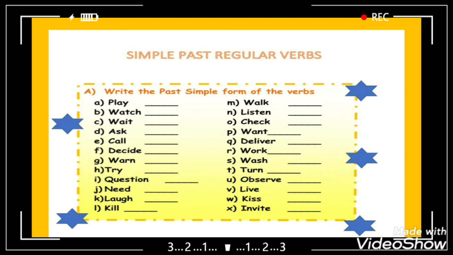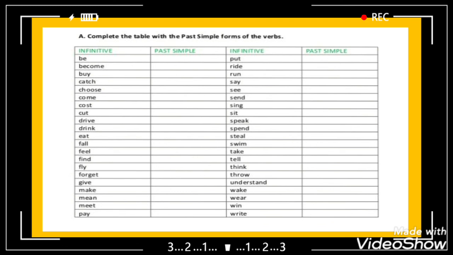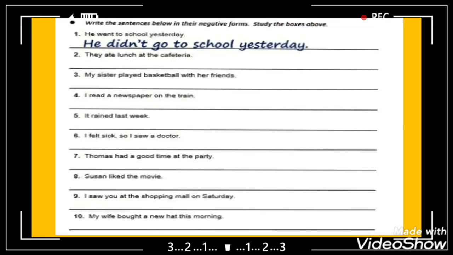I have here some exercises about regular and irregular verbs, and I'm going to upload them in a file, and you're going to answer them and send them to me. Write the past simple form of the verbs. Play, played, watch, watched, wait, waited, and so on. We have here the exercises about the irregular verbs.